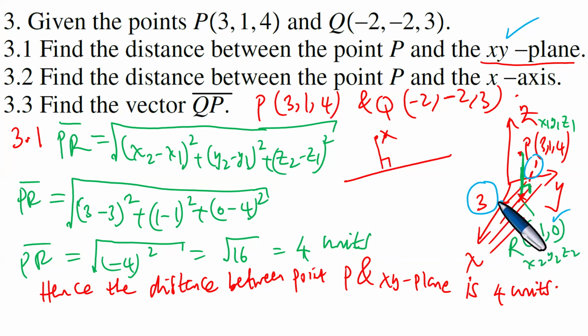What are the coordinates of the point here on the x-axis? X is going to be 3, Y is 0, Z is 0. If you're dealing with this, what is the coordinate of the point on the y-axis, whenever there is a 1, because Y is 1?